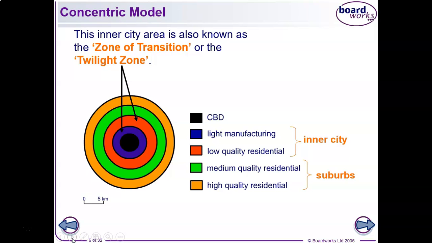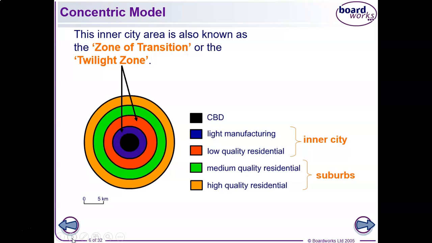So outside there, then you have this zone of transition, or the twilight zone. And within that zone, then you have light manufacturing and low quality residential. So if you think of inner city flats or old inner city housing, up around the Docklands, that kind of area, it's not going to be very fancy. Whereas if you move out of the city, say heading towards Bridge, you can see the medium quality residential, and then as you go out further, the high quality.